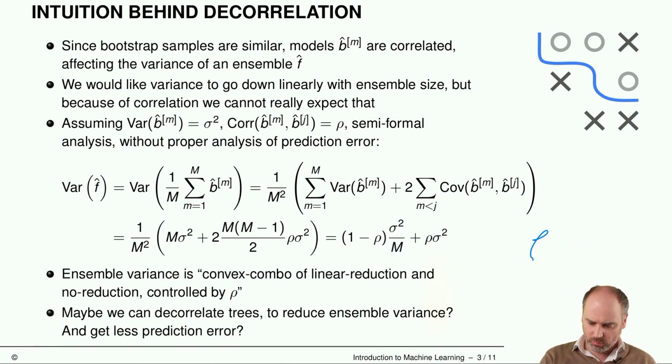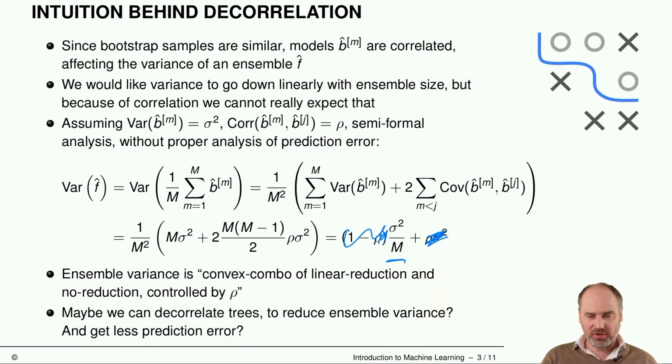And if rho were 0, there would be no correlation. Then we are in this scenario of, I shouldn't say independence, because we don't know whether things are normally distributed here, but in this uncorrelated scenario, where we get linear reduction. This is somewhat simplified. I'll add a caveat on the next slide.